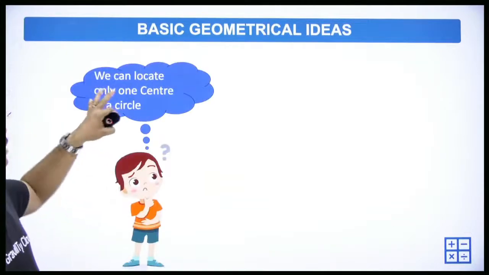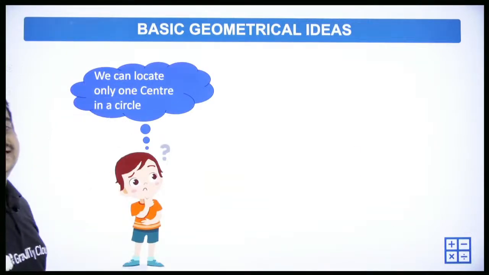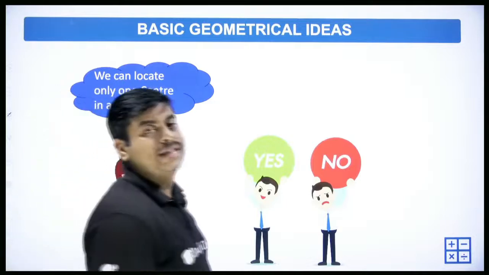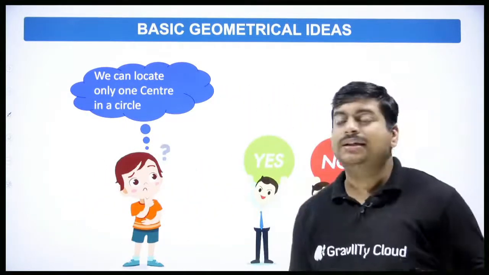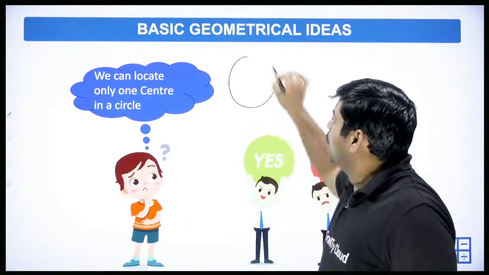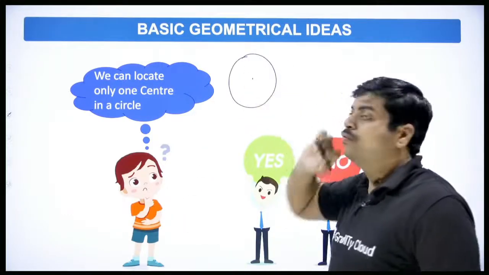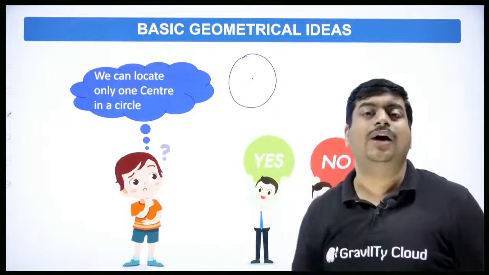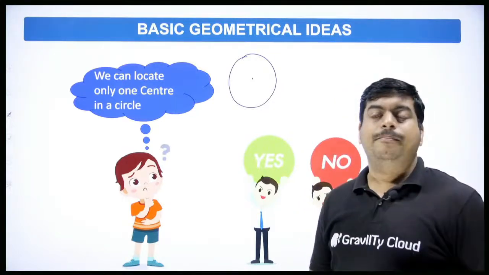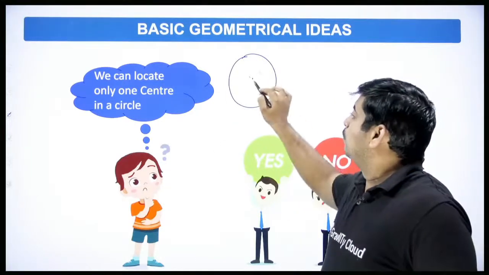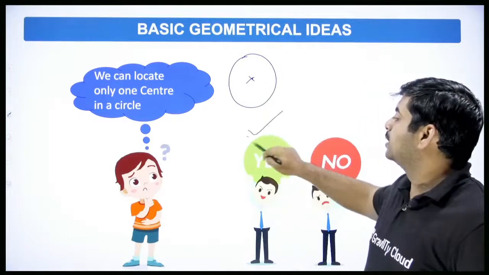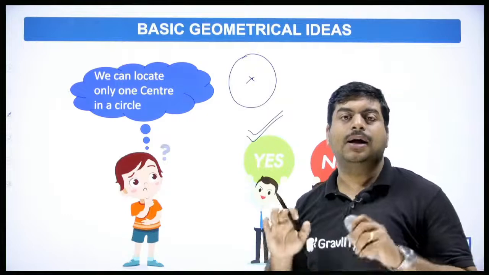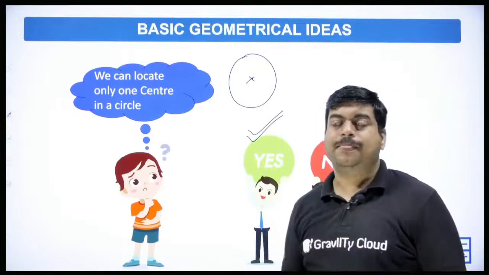So we can locate only one center in a circle. Is it true or false? Can you tell me? We can locate only one center. Yes, for a circle, we always have exactly one center point, one middle point, which is called the center of the circle. Yes, we have only one center of a circle, right?